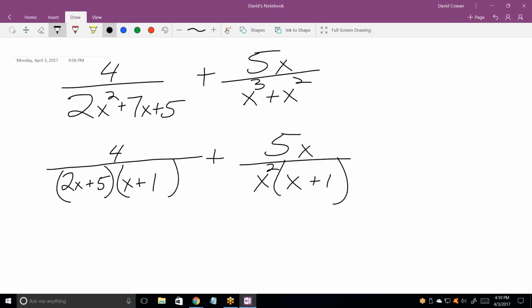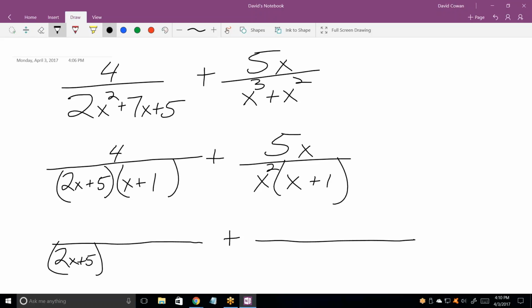It matters because now that we're adding two fractions, we need to find a least common denominator. Well, what is the least common denominator going to be? The least common denominator is probably going to be 2x plus 5 over x plus 1. Not over, it should just be 2x plus 5 and x plus 1.